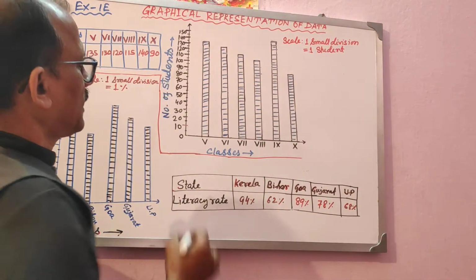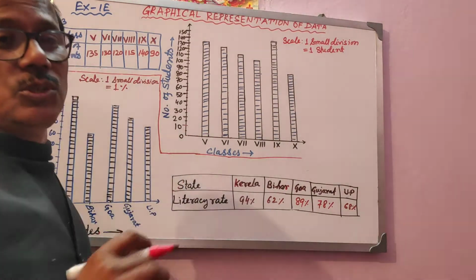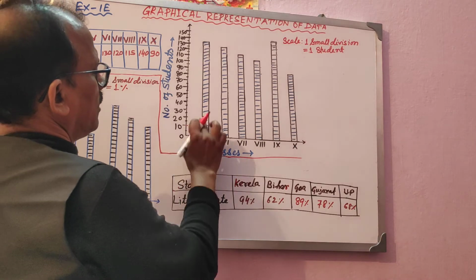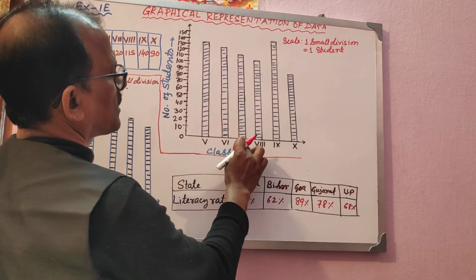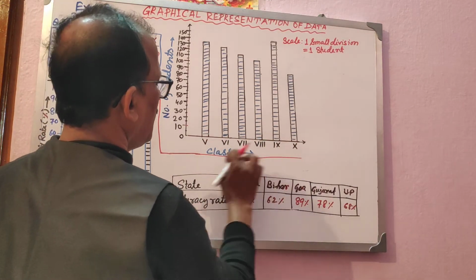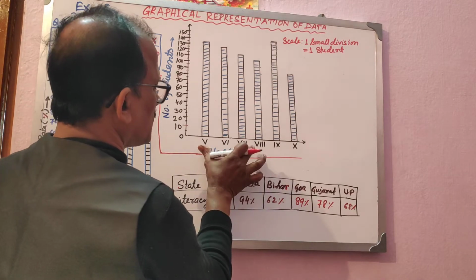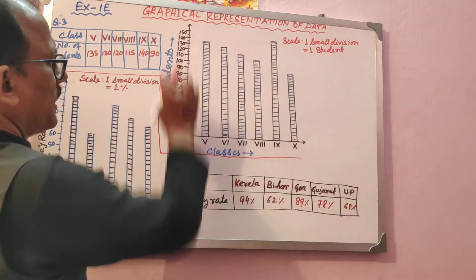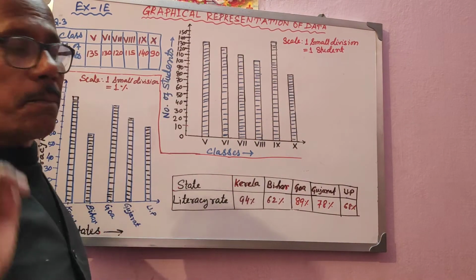Could you understand? Now x-axis, as I said to you, you are supposed to write down the name of the observation. That is what you have done: class 5, class 6, class 7, class 8, class 9, class 10, and here you have written class. That you have to write down classes. These are all classes. Now vertical axis also you should take proper scale.